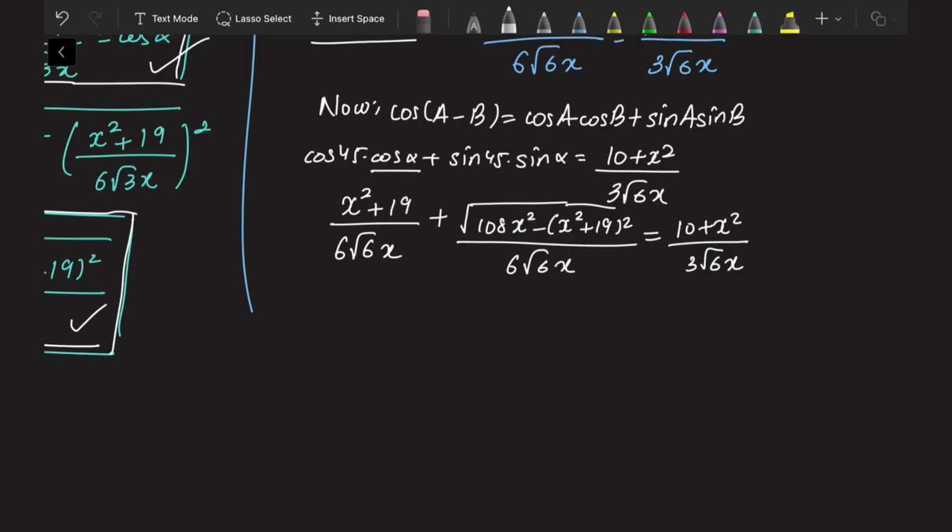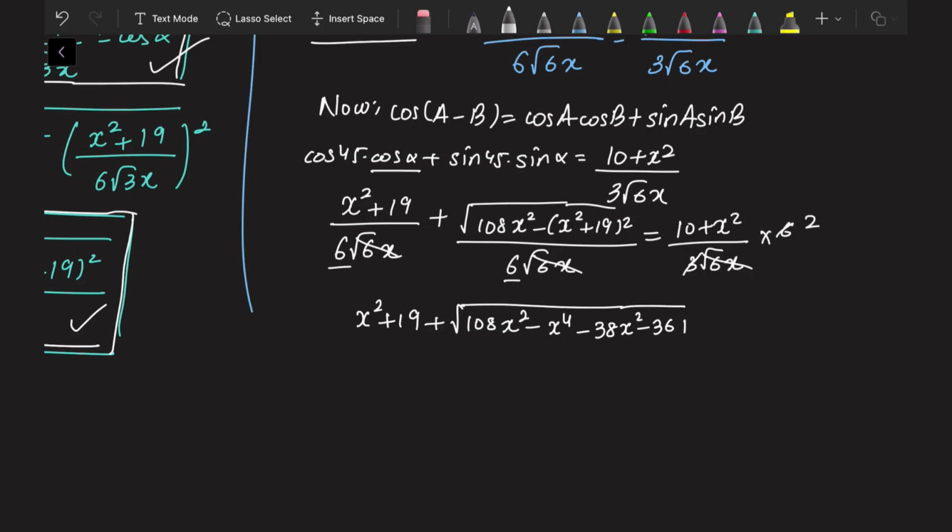Clearly x is not equal to 0, and 6 square root of 6x will get cancelled out, and the 6 that is common in the denominator will get multiplied over here. From the table of 3 it will become 2. So finally we will have x square plus 19 plus the square root of 108x square minus, let us open this, x raised to 4 minus 38x square minus 361, is equal to, here we have 2 multiplied with this thing, so 20 plus 2x square.